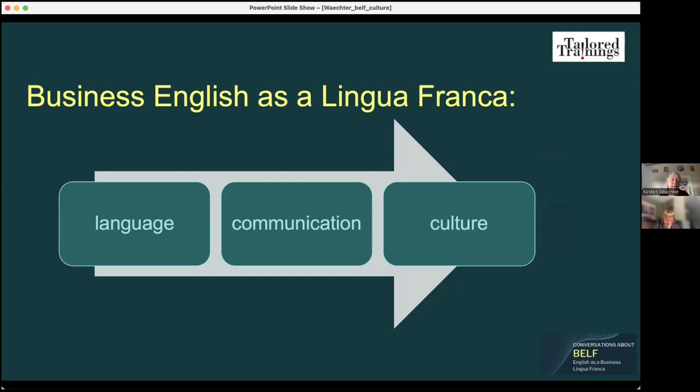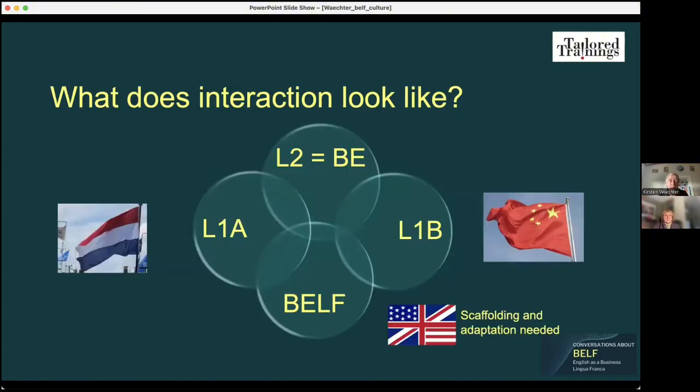But again, what I said in the beginning, we have these three aspects, which are language, communication, and culture. So when we think about interaction, I'd like to draw a bit more complex Venn diagram. We have, for example, the Netherlands, and then we have China. So we have language 1A, which would be Dutch, language 1B, which would be Mandarin, and language 2 would be something like English. But maybe they don't speak the same kind of business English. So in this BELF setting, they have to start communicating in a way that makes sense for them, and they have to create this communication together in this kind of extra space in the situation they're in.